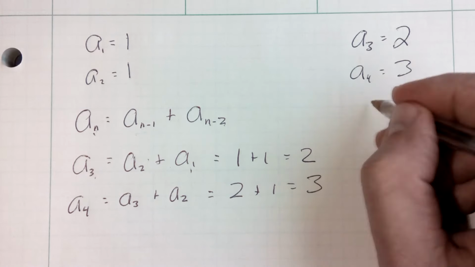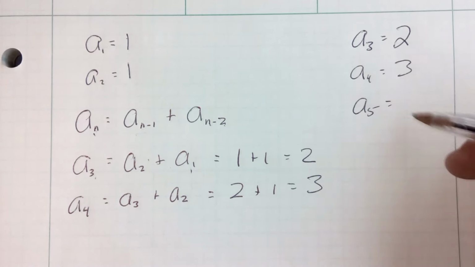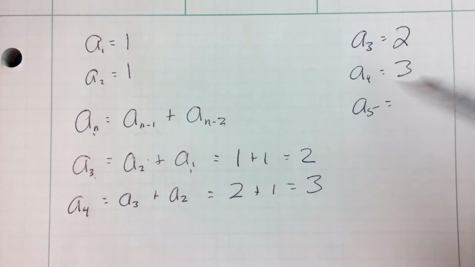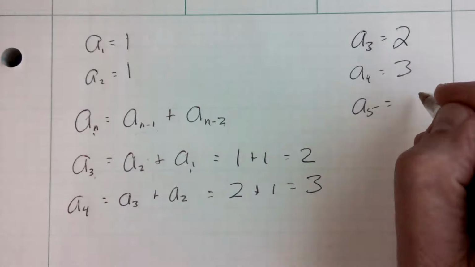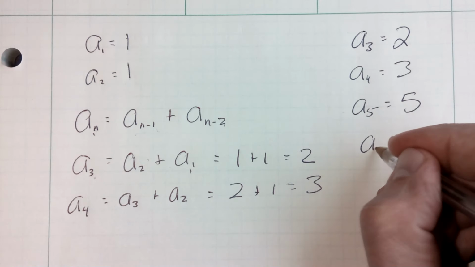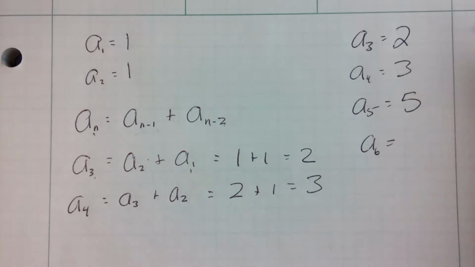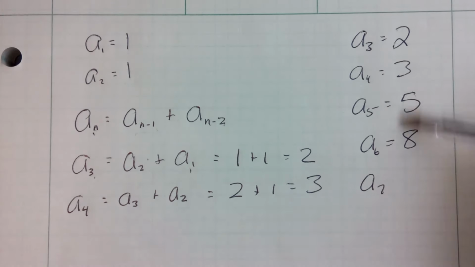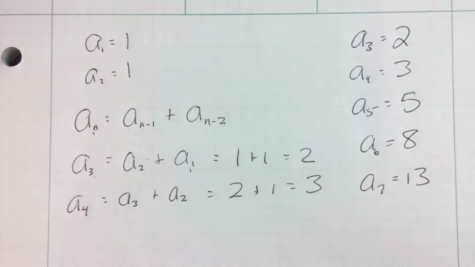And now to find the fifth term, and again, you'll see this pattern, I'm just going to add these two together. That's what the formula tells you to do. It's add the two previous terms. So that's going to be 5. The sixth term would be these two terms added together, or 8. The seventh term would be these two terms added together, or 13.